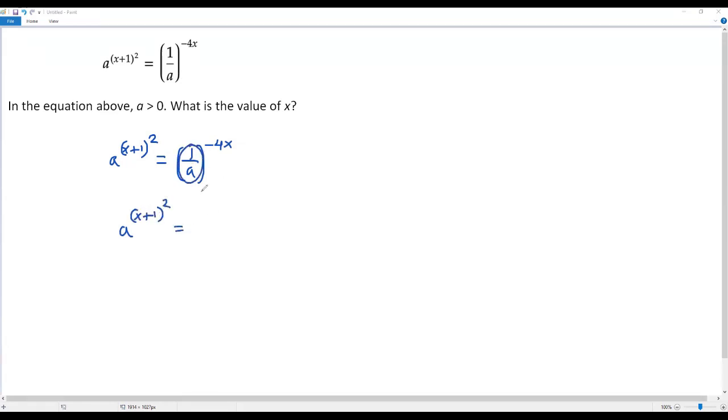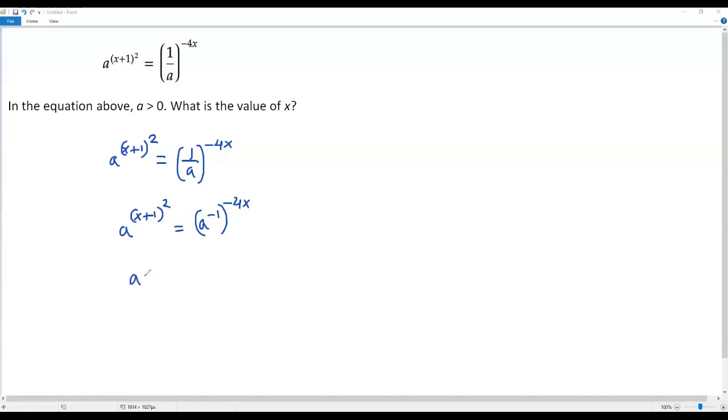Now we can write this 1 over a as a to the negative first power, because for the denominator a we can assume there is exponent 1. Actually it does not contain any exponent, so we have to assume exponent 1. When I move this a to the first power to the numerator, the exponent changes its sign, so it becomes a to the negative first power multiplied by 1. So we can write 1 over a as a^(-1), raised to the given power, negative 4x.